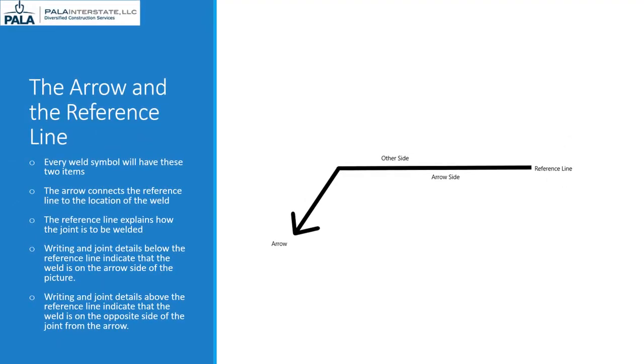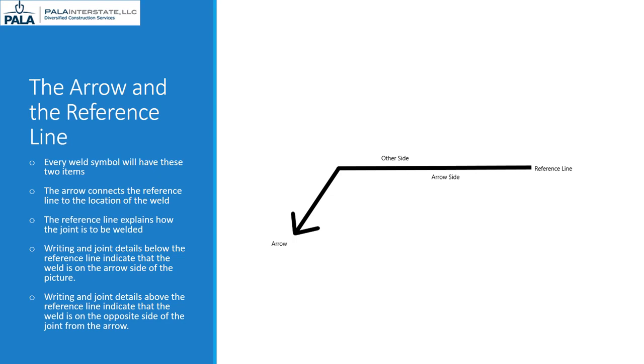We will start with the arrow and the reference line. Every weld symbol will have these two items. They are the backbone of the AWS weld symbol. The arrow connects the reference line to the picture and points to where the weld is to be made. The reference line indicates how a joint is to be welded using symbols and dimensions. It also indicates the side to be welded. Anything below the line indicates that the weld is to be made on the side where the arrow is pointing. Anything above the reference line tells us the weld is on the opposite side from where the arrow is pointing.